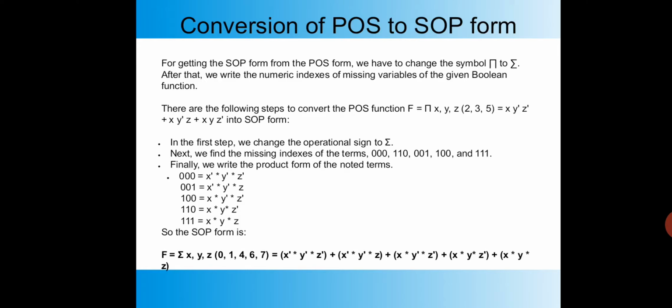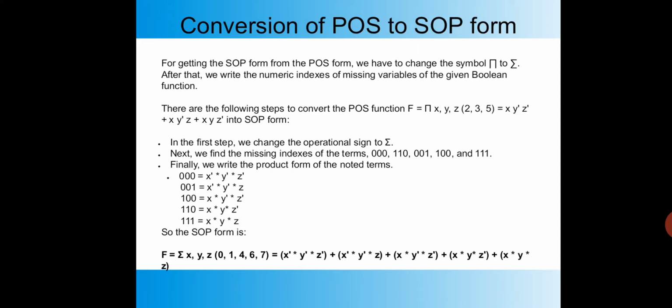Plus x'·y'·z plus x·y'·z' plus x·y·z' plus x·y·z. So you are writing the same thing in an SOP form. This is how you can convert POS to SOP.